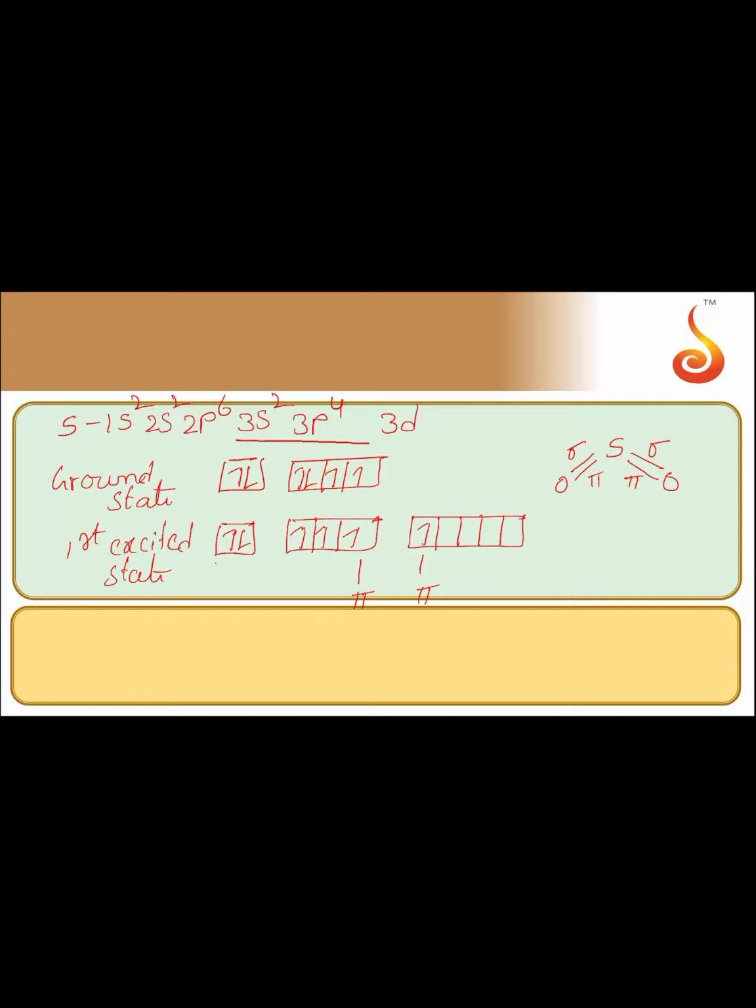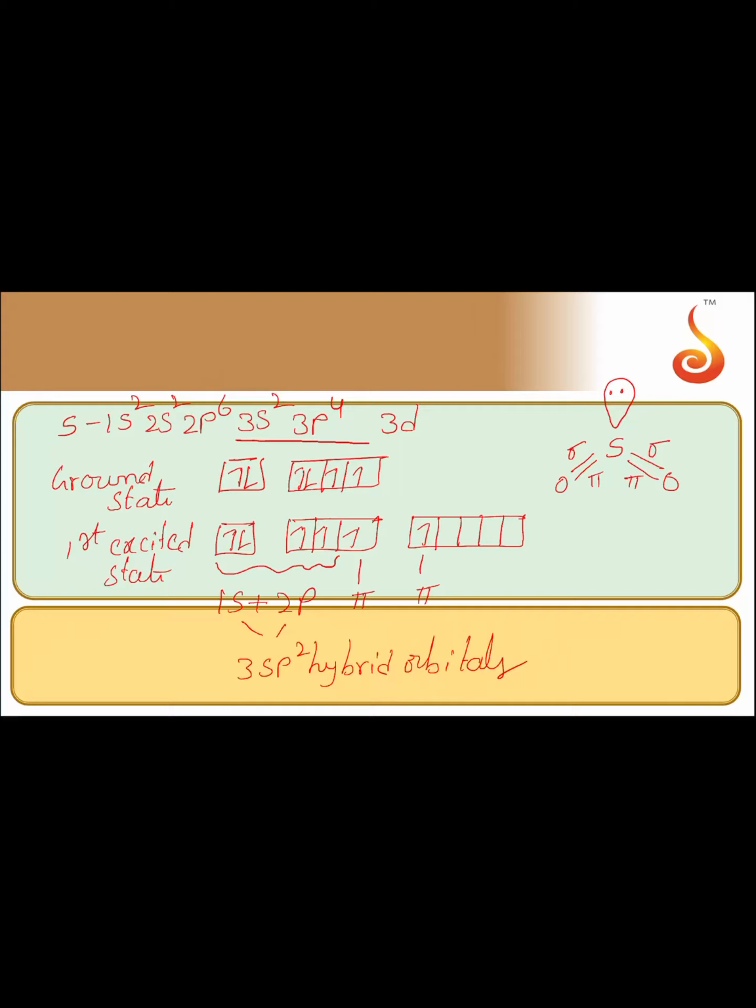So here one s orbital and two p orbitals intermix to form 3 sp2 hybrid orbitals. Out of these 3 sp2 hybrid orbitals, 2 have unpaired electrons. Those 2 unpaired electrons will form the sigma bonds with oxygen. And one sp2 hybrid orbital has the lone pair.